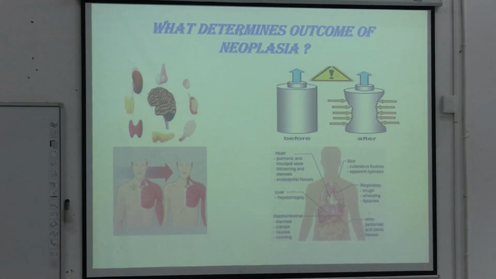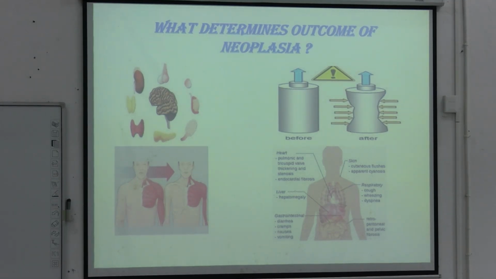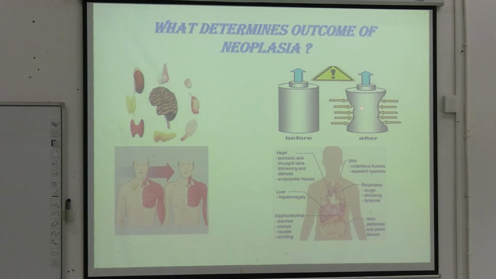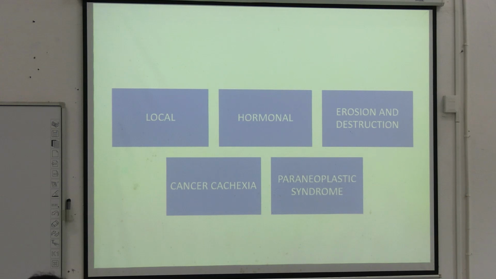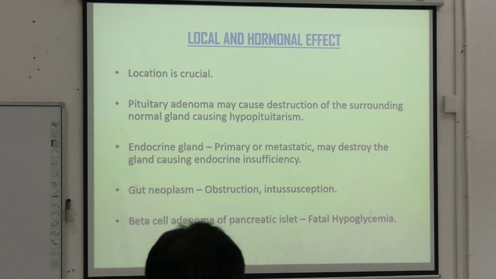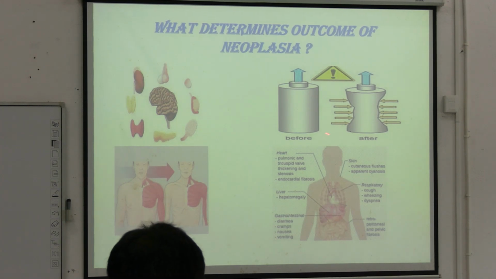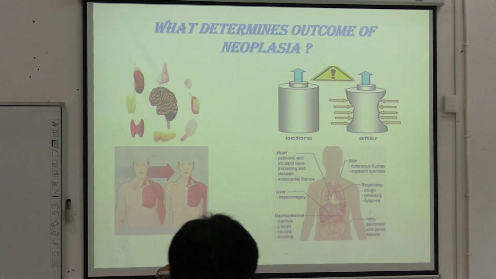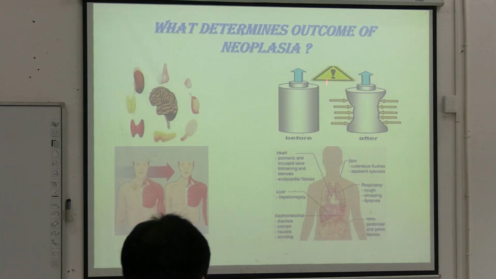So what does this picture on the left hand side suggest? In between I have the brain, and circling the brain are various organs. Look into this picture and tell me, what does that first picture indicate? Hormonal effects, right? What does this picture indicate? Now tell me, this picture. Erosion and destruction. So the first one is local and hormonal effects. Second one is erosion and destruction.